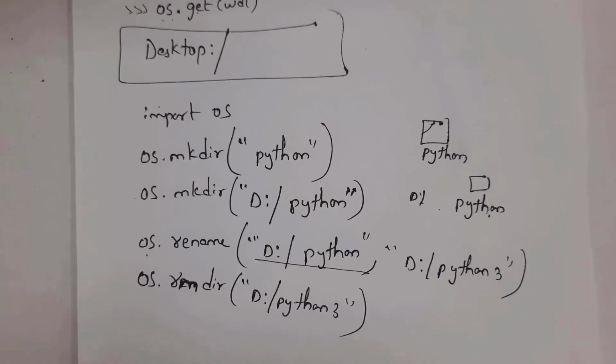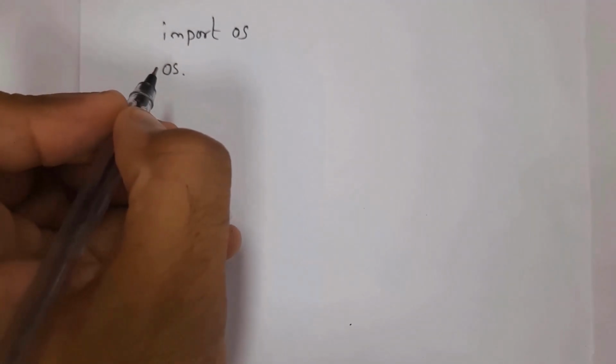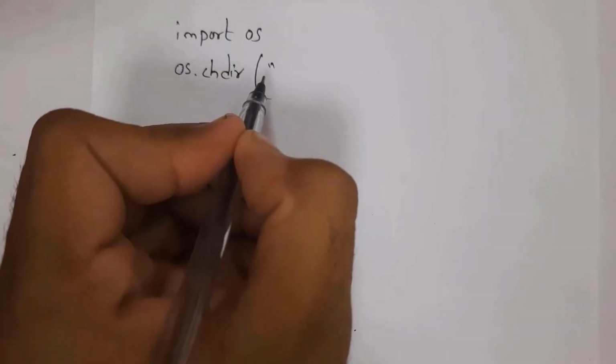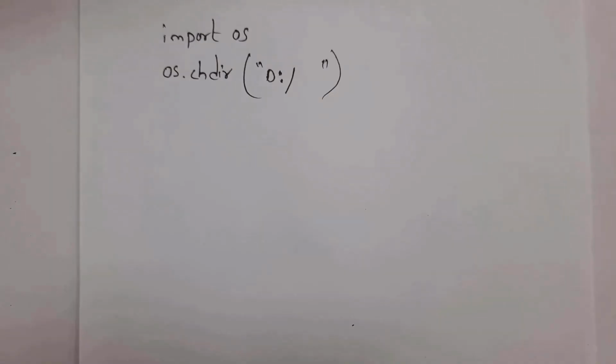It will change location. So just write here import os. By using chdir, you can change location. chdir is nothing but change directory. So just write here os.chdir. I want to change location to local disk D, so just write here local disk D. Now whatever folder you create, it will be saved on local disk D.